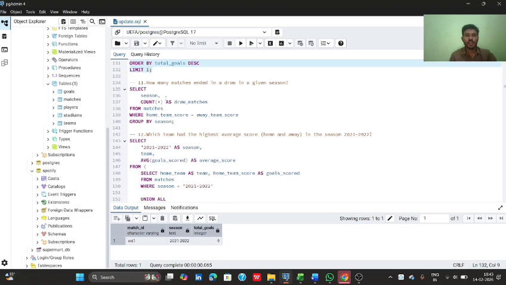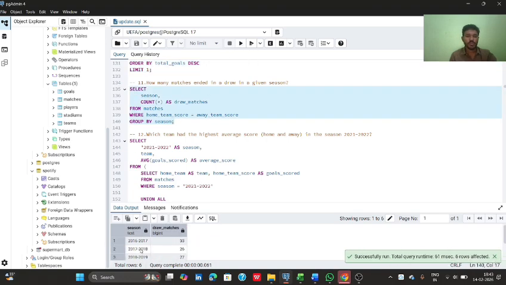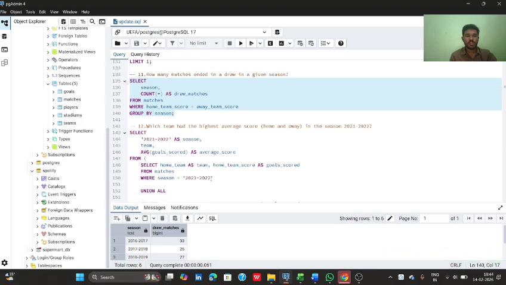How many matches ended in a draw in a given season? Here I used where and group by clauses, and it is the 16 to 17 total draw matches 33, and the same season wise, giving draw matches totally.